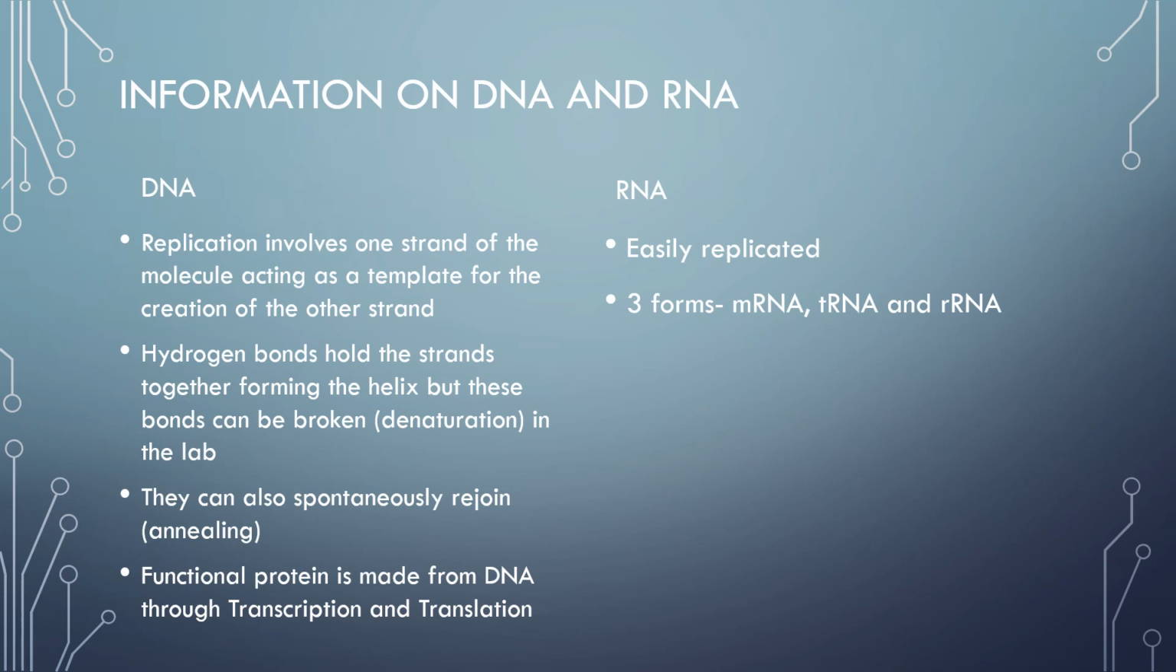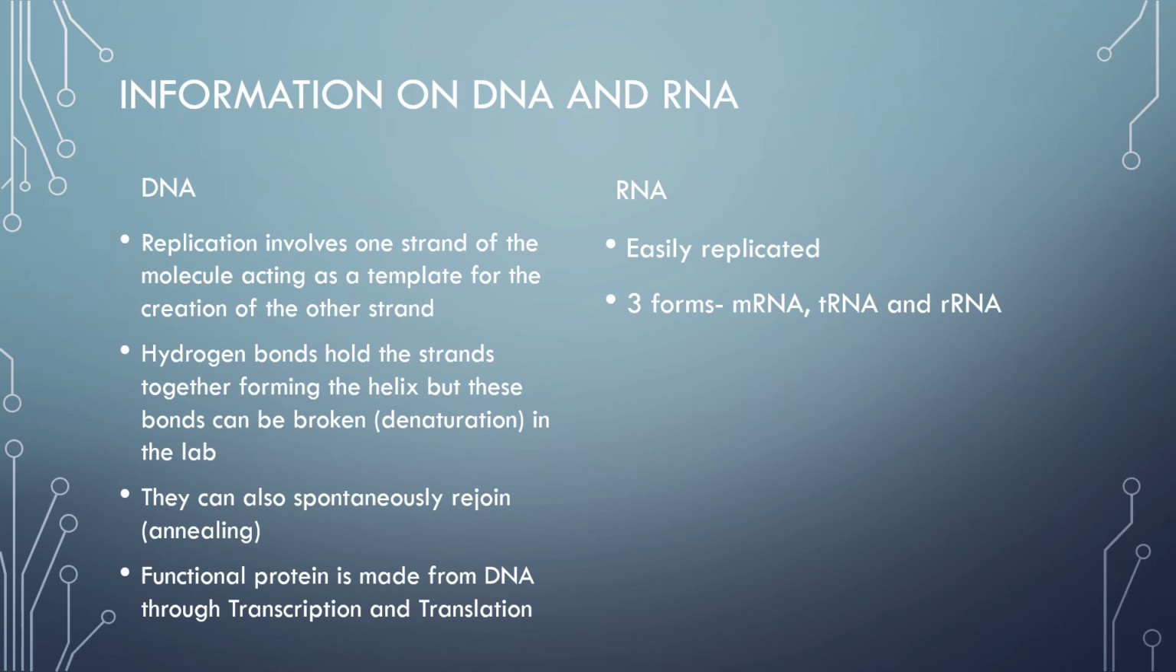So replication of DNA involves one strand of the molecule acting as a template for the creation of the other strand. Hydrogen bonds hold the strands together, forming the helix, but these bonds can be broken, and that's called denaturation. Denaturation, and we're going to talk about that in PCR. They can also spontaneously rejoin, and that's called annealing, and we'll talk about that in PCR as well.